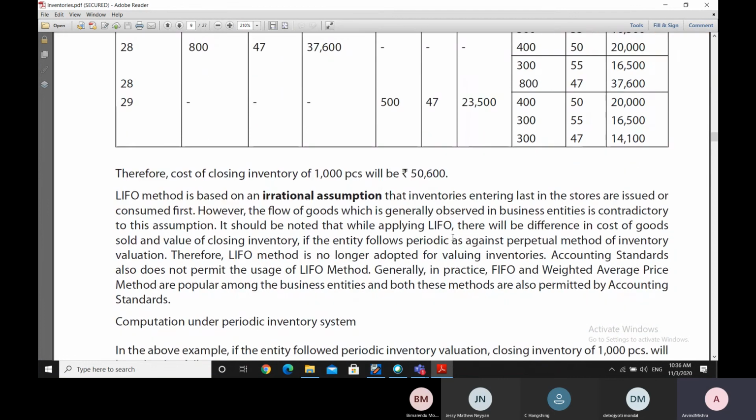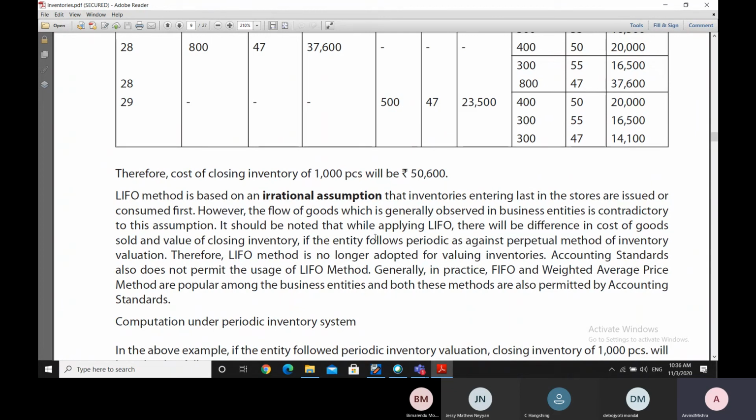Now here we have to understand one thing very clearly, that this method is based on an irrational assumption that inventories which are entering last in the stores will be issued or consumed first. It's not likely. Most likely every businessman will sell the earlier one first. However, the flow of goods which is generally observed in the business entity is contradictory to this assumption, because flow of goods is out of the earlier stock and not from the latest stock.